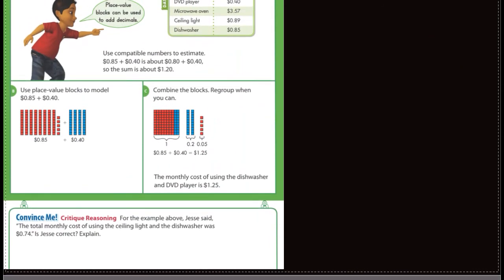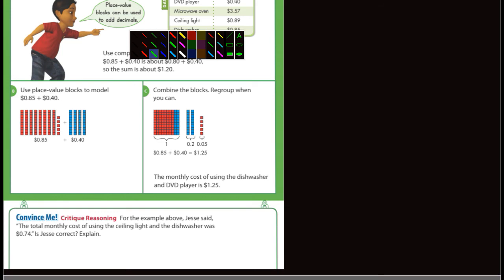Let's move down a little bit further here and take a look. Convince me. For the example above, Jesse said that the total monthly cost for using the ceiling light and the dishwasher was 0.74. Is he correct? The answer is no. He didn't count the 1 from regrouping the tenths.